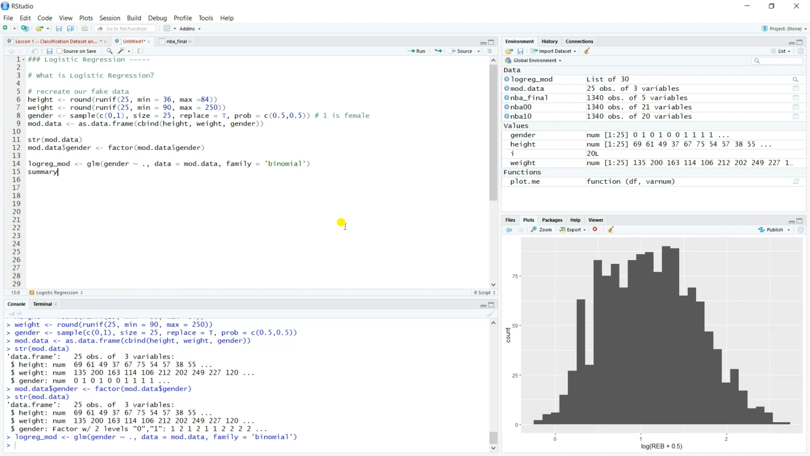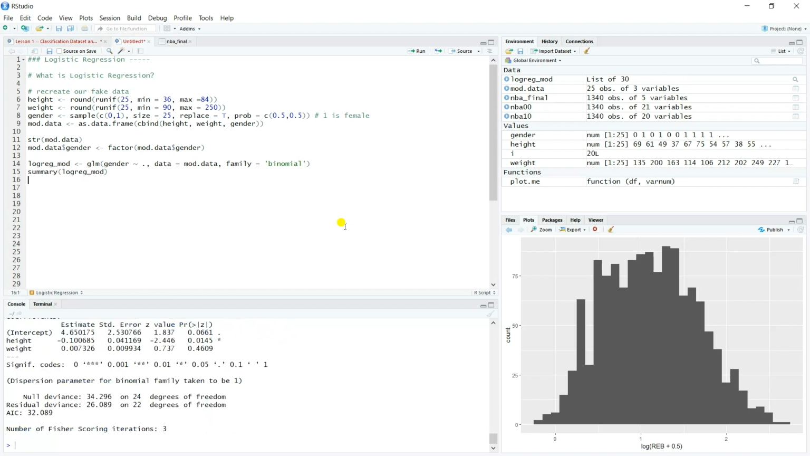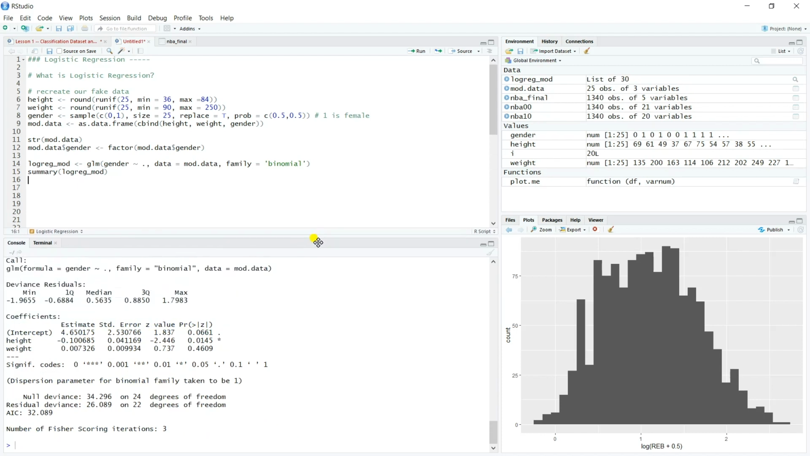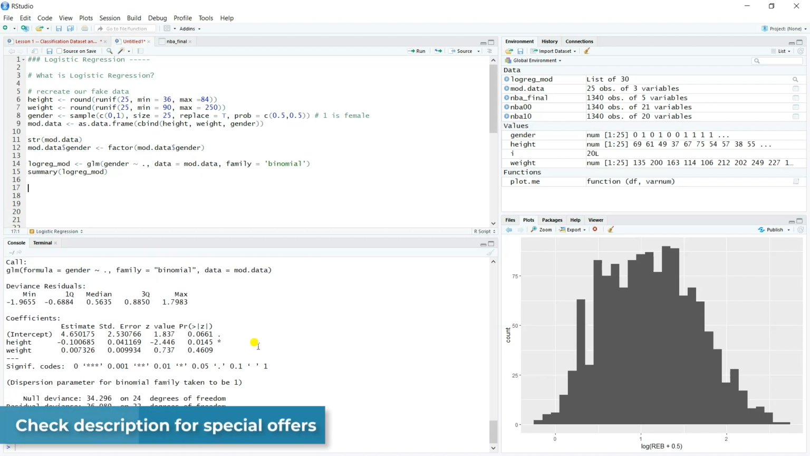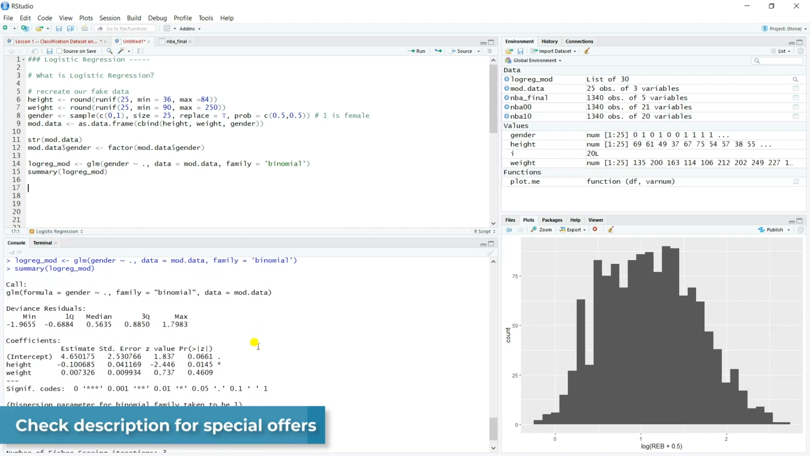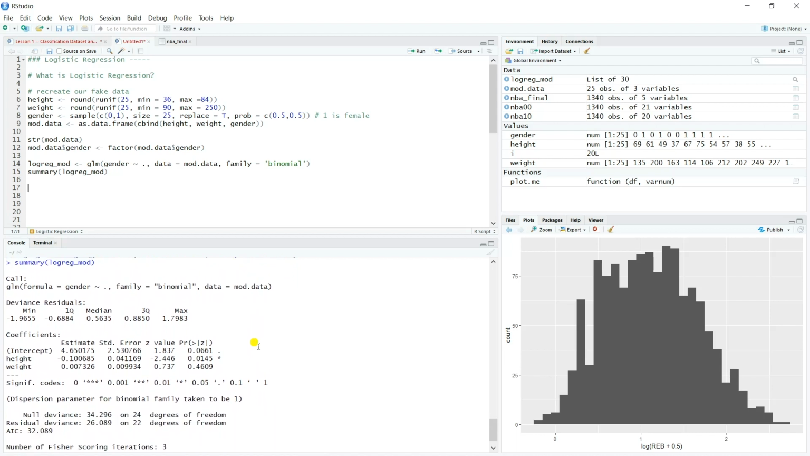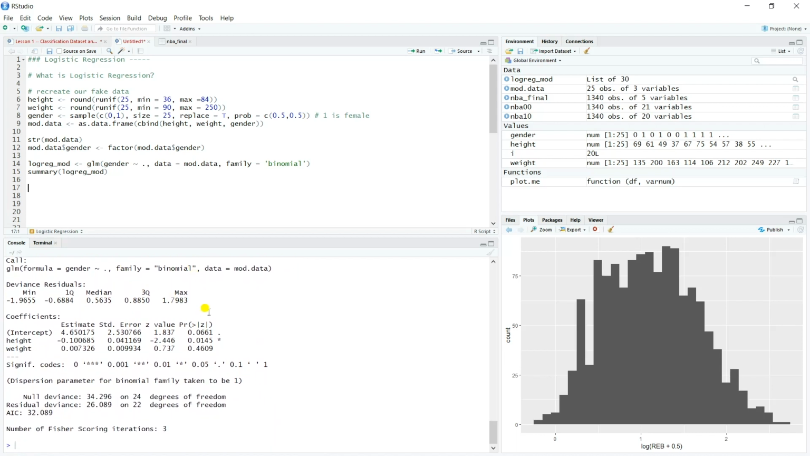Then we can say summary of log reg mod, and we'll print the model output that we want to see. What we get is similar model output to what we saw when we ran linear regression in the last section. We get a statement of the formula and some residual distributions. What we're really interested in here is our parameter estimates, the coefficients of our model.